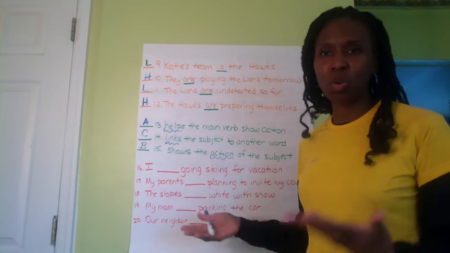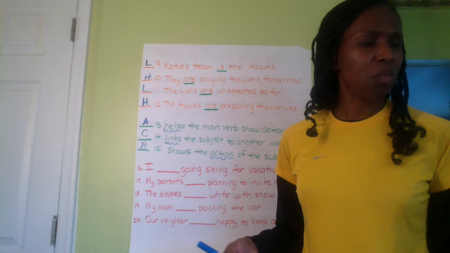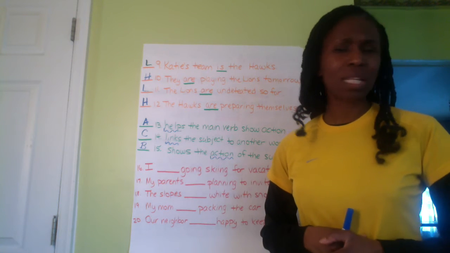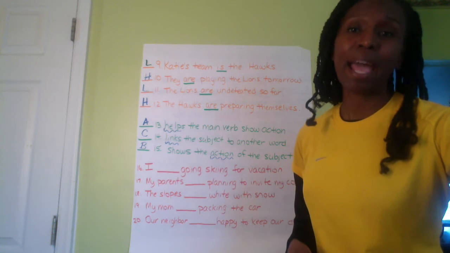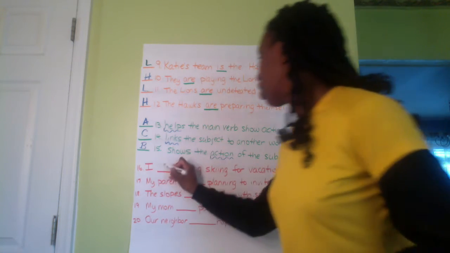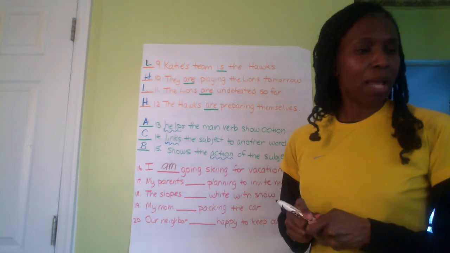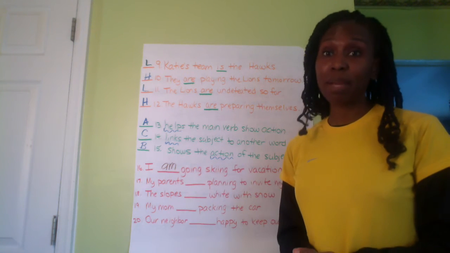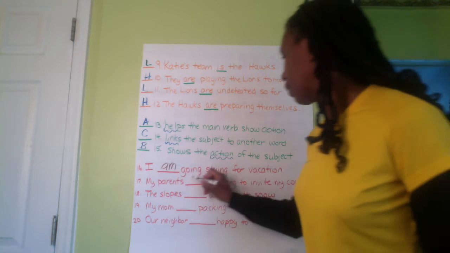All right, for number 16 through number 20, it says to underline the correct verb twice. Now, I didn't write the two options. I didn't have enough space, so I'll just write them in. All right, for number 16, it was I blank going skiing for vacation. Well, it has to be I am going skiing. All right, so am in the blank there. Number 17, my parents blank planning to invite my cousins. My parents were planning, okay?